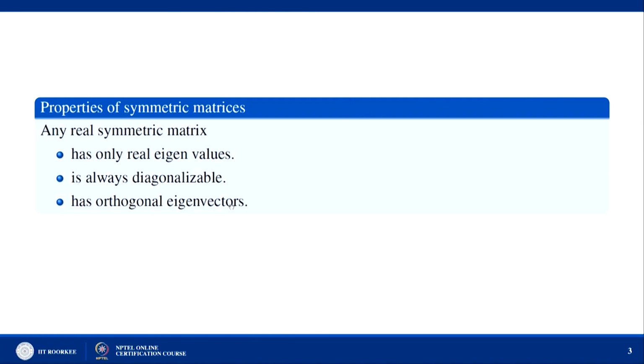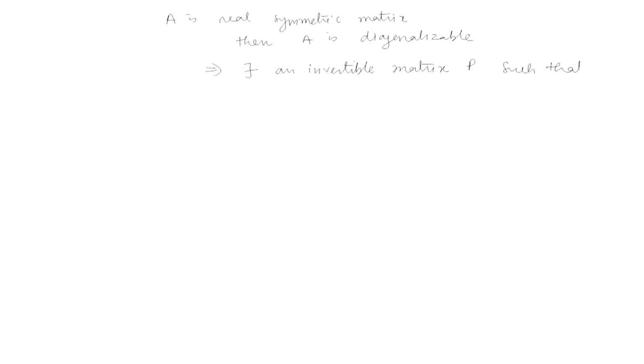Next is it has orthogonal eigenvectors. Using the second property, is it easy to show? You see, because we know that every real symmetric matrix is always diagonalizable, that means if A is a real symmetric matrix, then A is diagonalizable, always diagonalizable. Now, that implies there exists an invertible matrix P such that AP equal to PD or A is equal to PDP inverse, where these are the diagonal values, eigenvalues of A, which are all real. This we have already seen because A is symmetric.